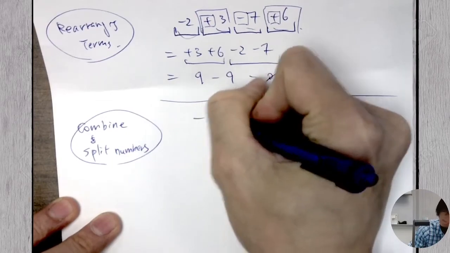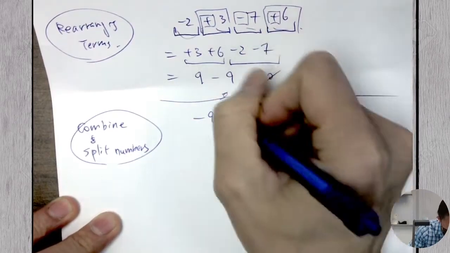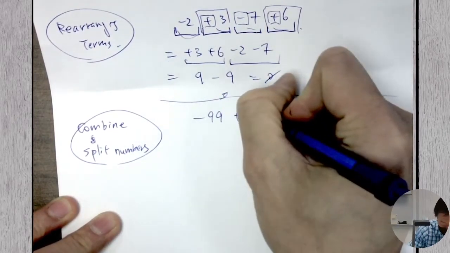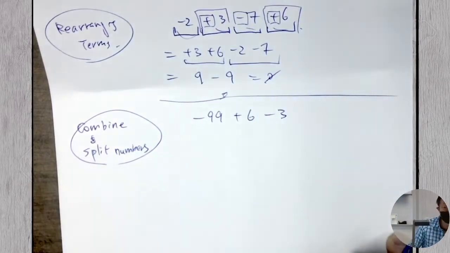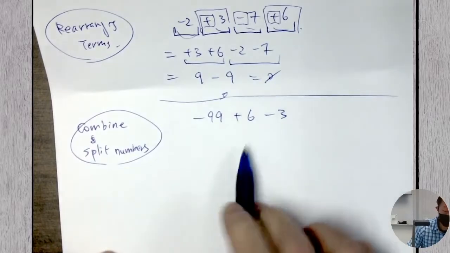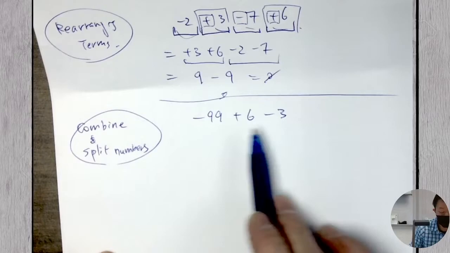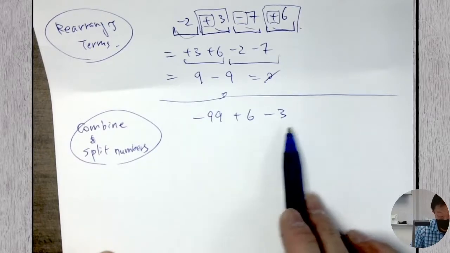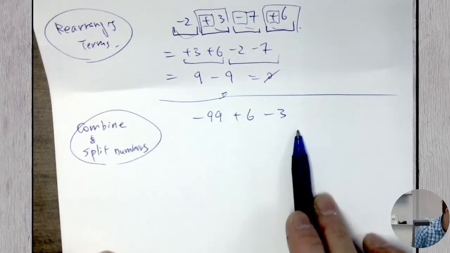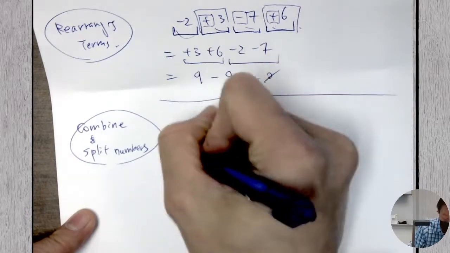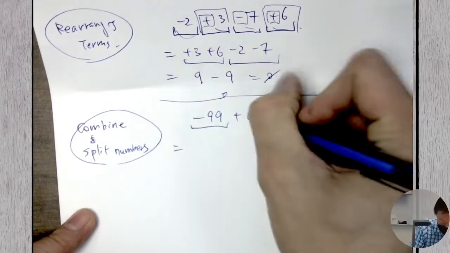Say -99 plus 6 minus 3, okay? Usually, your elementary school teacher would say, let's do things in order from left to right. You take -99 plus 6, find the result, then you minus 3. That's how you were taught, right? But once you know how to rearrange terms, you can make things easier.